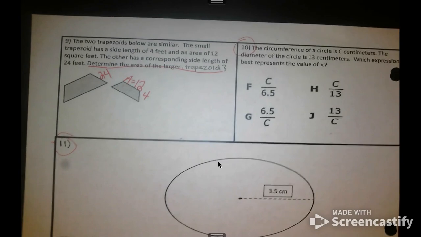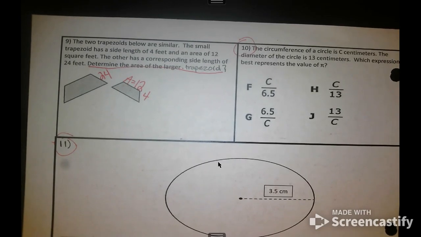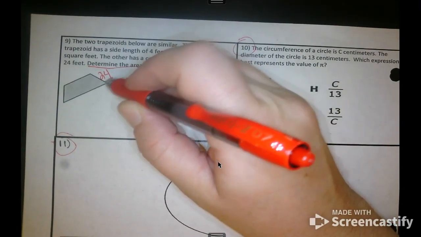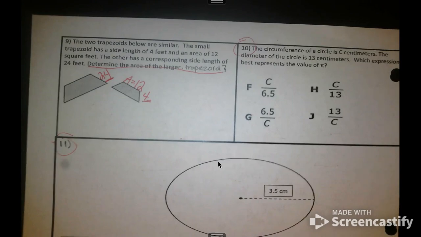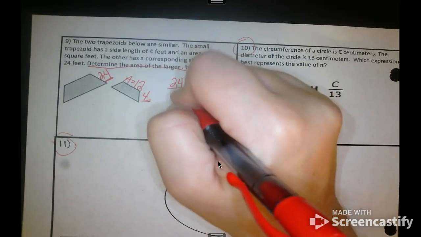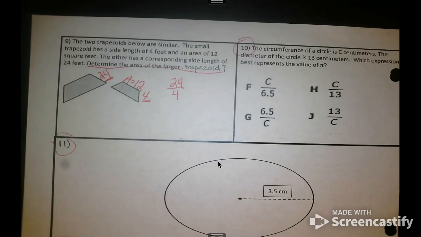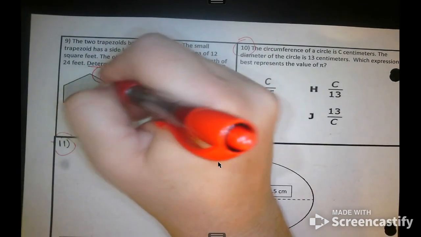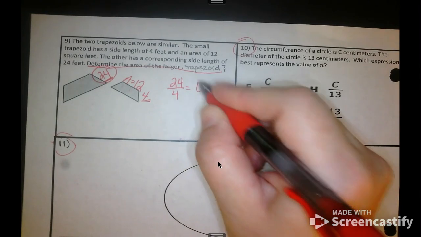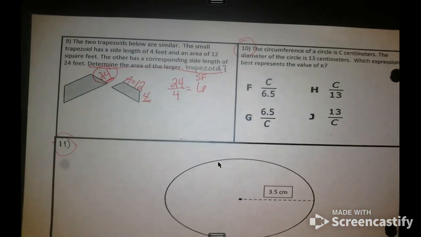So what number would I start with? No. Scale factor, which means I have to use proportional sides. 24 and 4. I put 24 on top. Why am I putting 24 on top? Because you gotta divide the bigger number by the smaller number. Not necessarily. I'm going to my new shape. My new shape always comes first. Okay? So 24 divided by 4 is 6. So 6 is my scale factor.